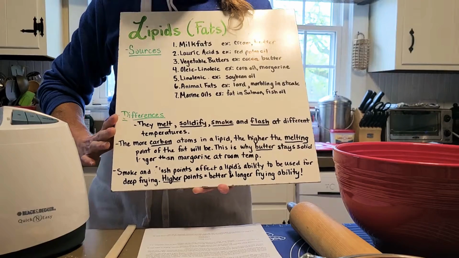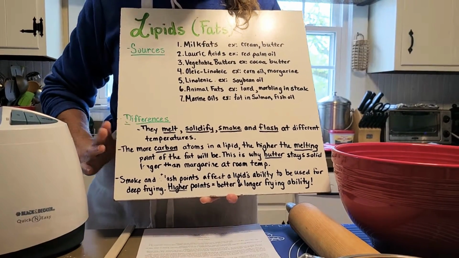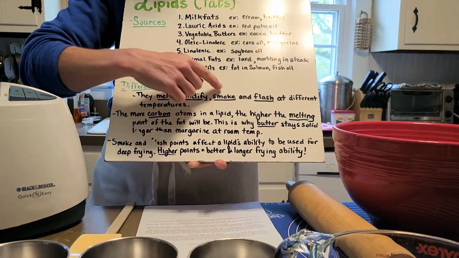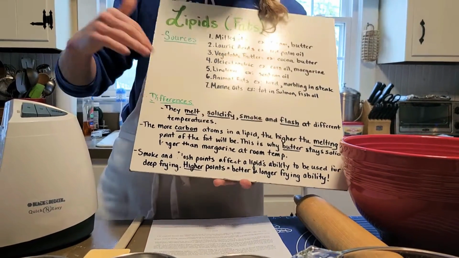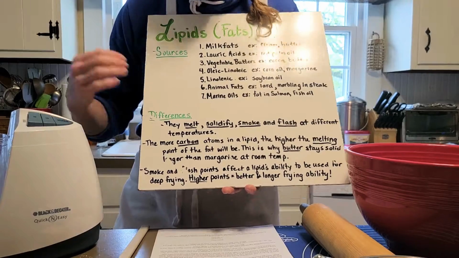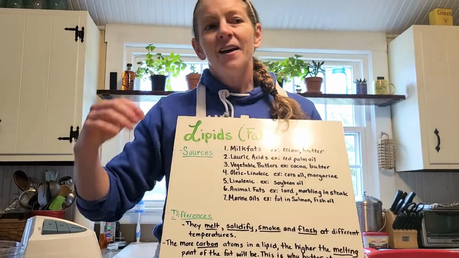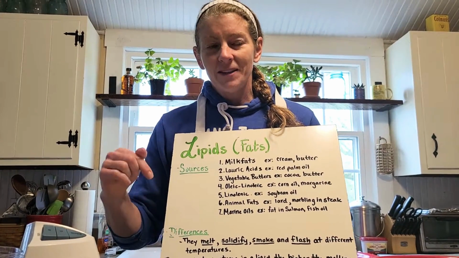Now, what differences do we see in these types of lipids? They are going to be different in terms of how they melt, solidify, smoke, and flash. So let's go through what these are real quick. Melting point, that's pretty obvious. That's the point at which they will melt, temperature-wise. Why is that important in our recipe today?